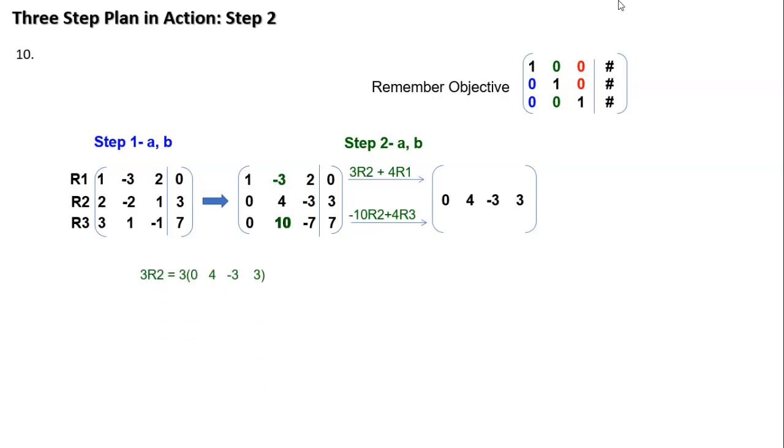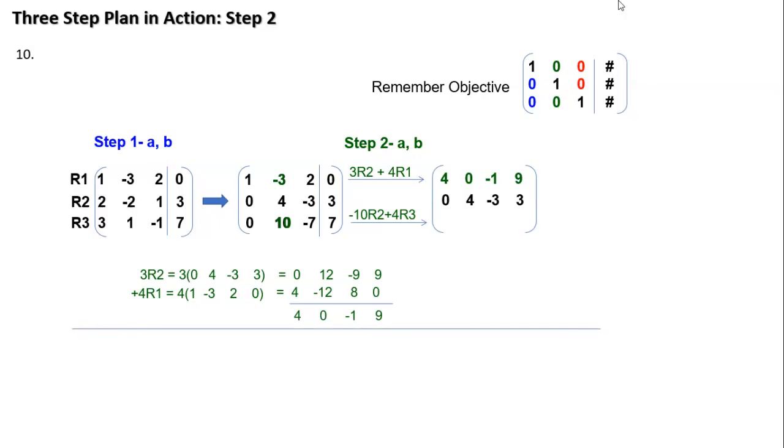All right, so let's do my little scratch work. I'm going to multiply 3 to row 2. I have this. I'm going to multiply a 4 to row 1, and I get this. Now I'm going to add. If you see, I got rid of that second value. I got 4, 0, negative 1, 9. I'm going to do the same thing to get a new row 3. Multiply negative 10 to row 2.